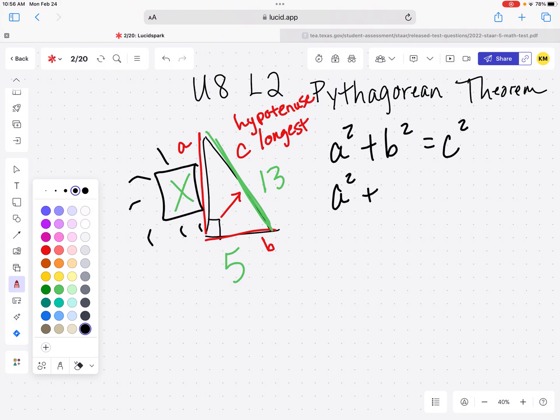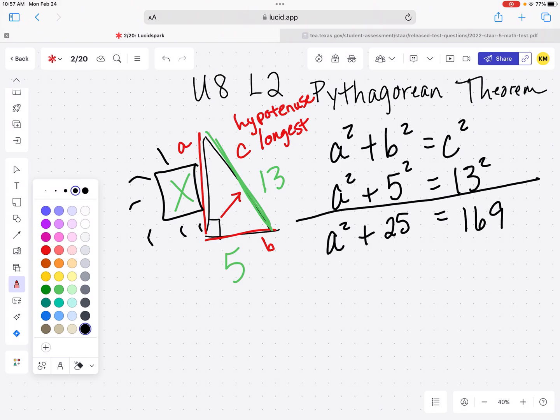Now, we know that our b is 5, so we're going to square that, and we know that our c is 13. So you just put it where it goes, kind of like with surface area or volume. If it gives you the volume and you're solving for radius, you just move everything away from what you're looking for. So that's what we're doing here. So we've got a squared plus 5 squared, which is 25, equals 13 squared, which is 169.